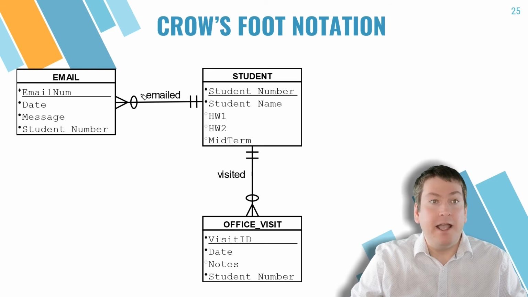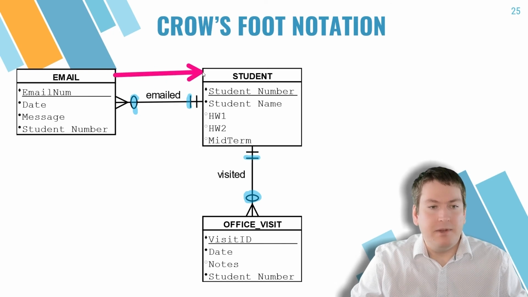So now let's take a look at the participation. And remember, that's that second symbol, the innermost symbol on these relationships. And just like with cardinality, we have to read it going from one entity to the other. So if we want to know the participation of the email entity in this emailed relationship, we take a look from email to student, and this would be the participation right here for the email entity. It's a 1 or a dash, so that means email has mandatory participation in this relationship.